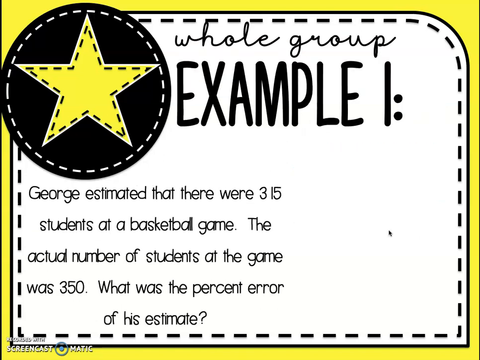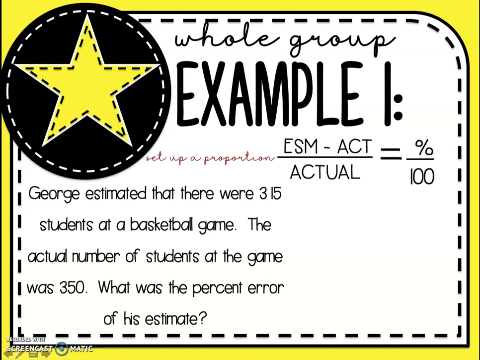So let's take a look at an example. It says George estimates that there were 315 students at a basketball game. The actual number of students at the basketball game was 350. So what was the percent error of his estimate? Set up your proportion. We want the estimated minus actual over the actual.